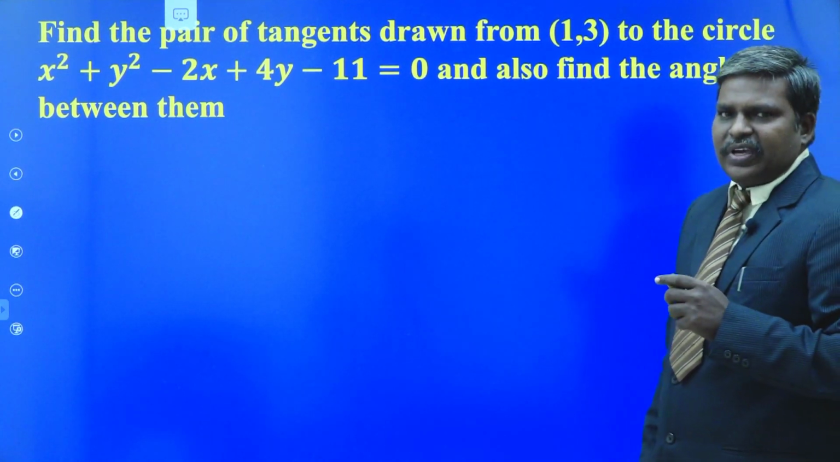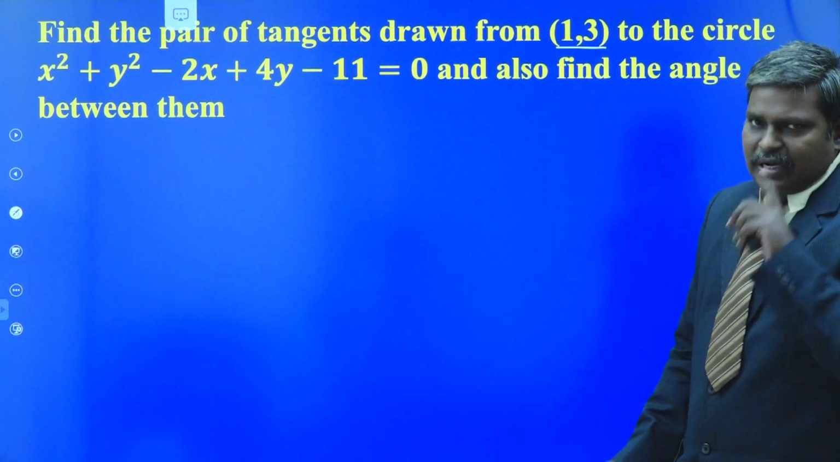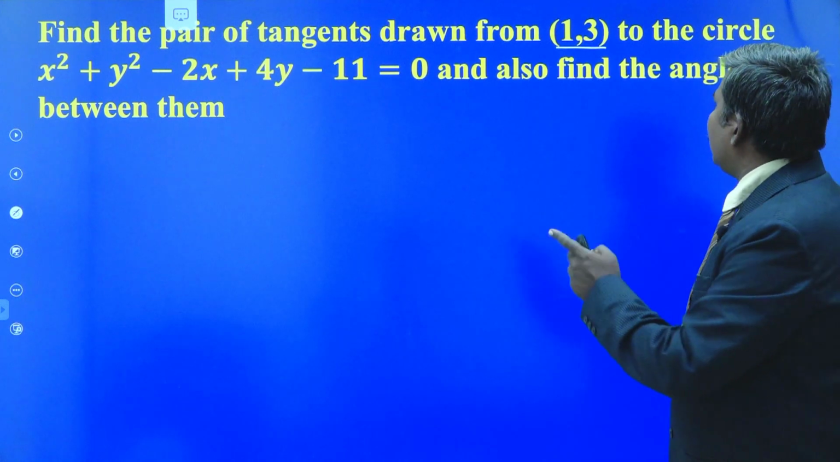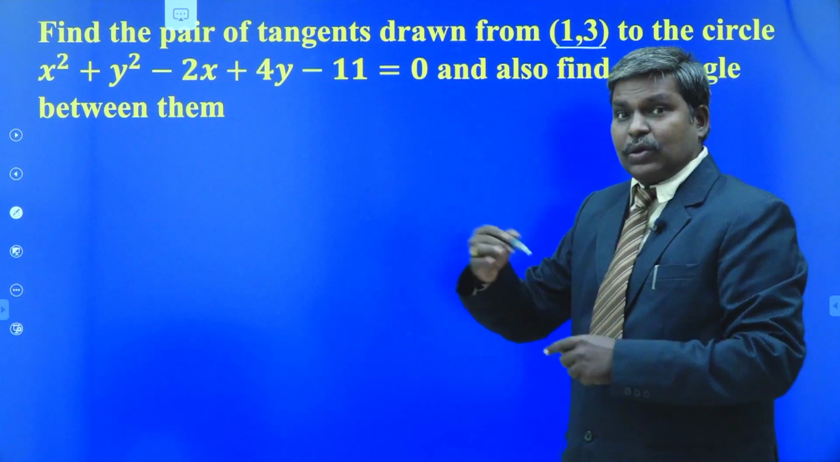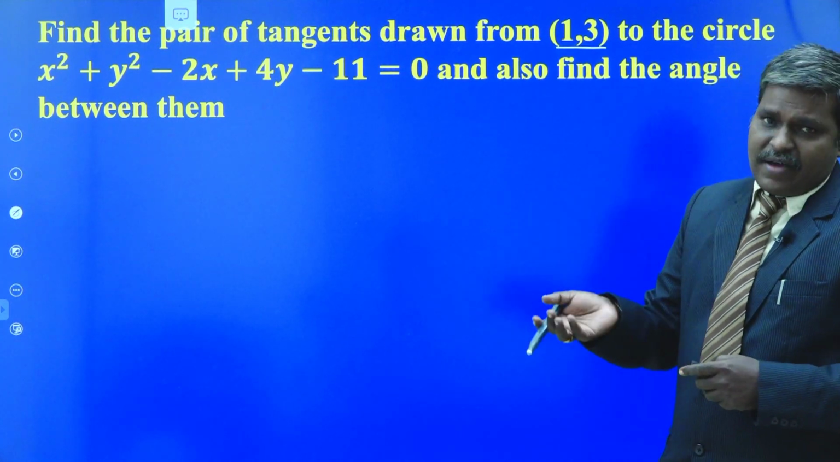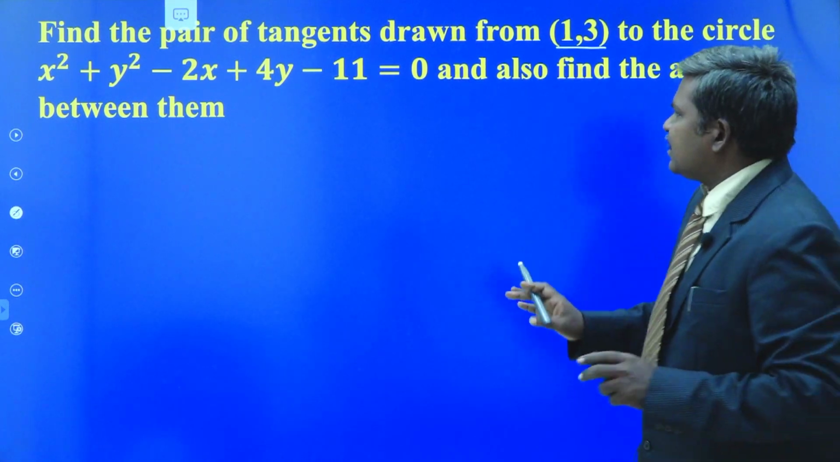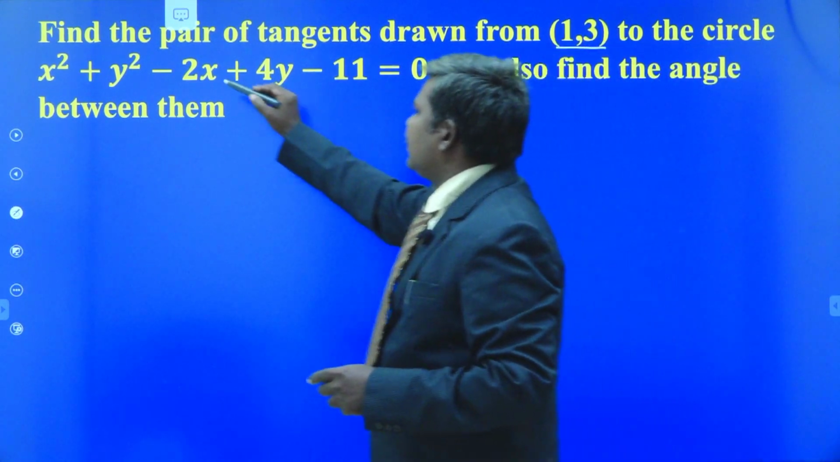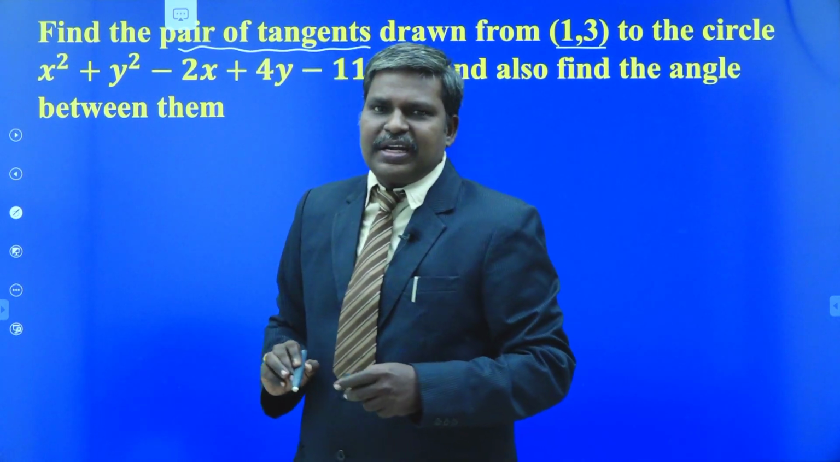In the same manner, we can write the equation of any line passing through that (1, 3): y minus 3 equal to m into x minus 1. If it is tangent to the circle, apply r equal to d. We get two values for m and substitute the m values here itself, we obtain the tangents. I agree with you. But they are asking to find the pair of tangents. The combined equation is enough. No need to write the separate equations.